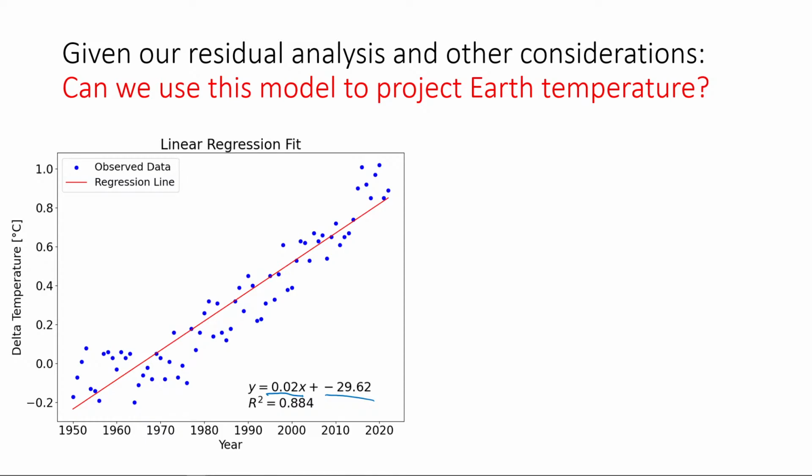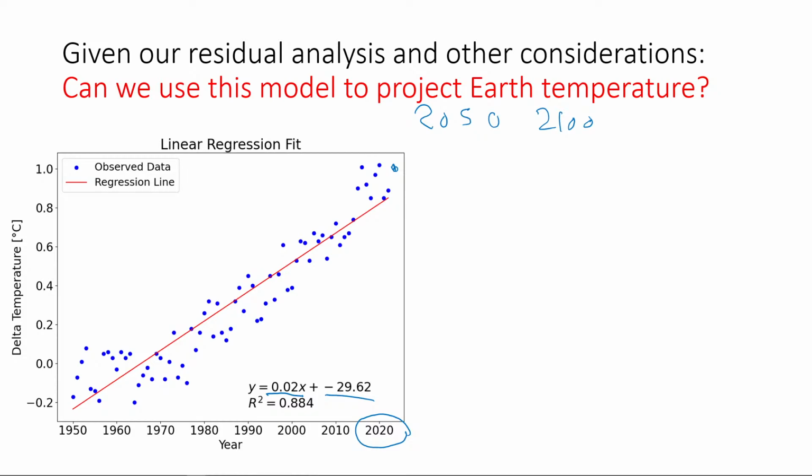Now, the second part: can we use this model to project Earth's temperature? The temperature now, in 2020, has an anomaly of almost 1 degree. So in mid-century, like 2050, or at the end of the century, can we use this model to predict temperature at mid-century and end of century? What do you think? I want you to pause the video and answer.